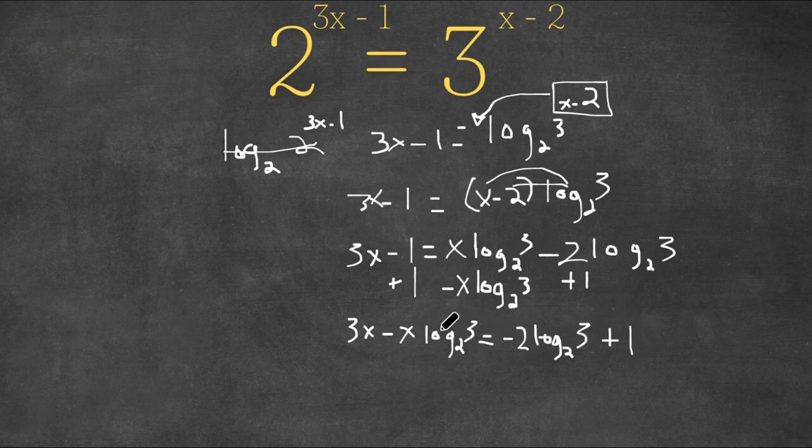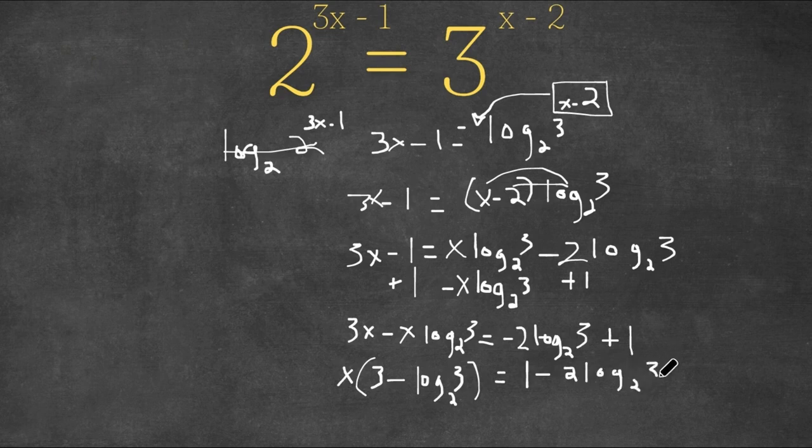All right, so now we're going to factor out x from this expression. If we factor out x, well, 3x divided by x is simply 3 minus x log divided by x is simply just log subscript 2 of 3, and this equals, well, I could just say 1 minus 2 log subscript 2 of 3.